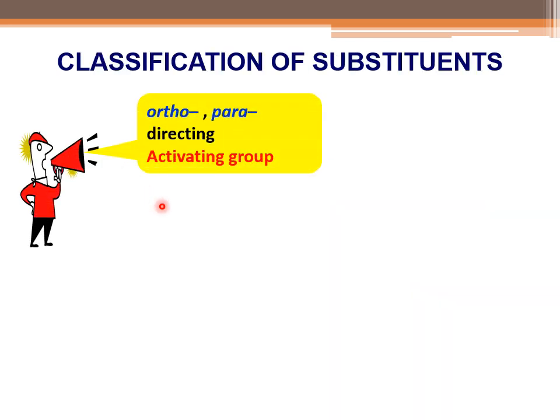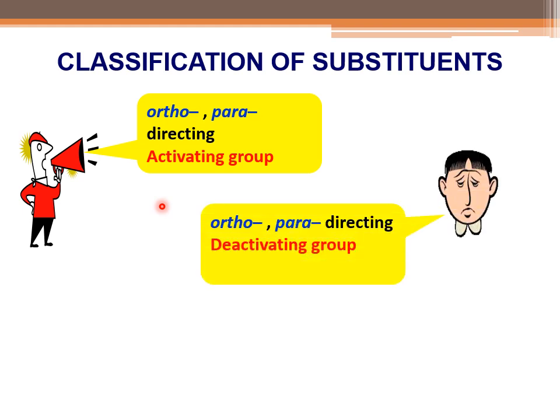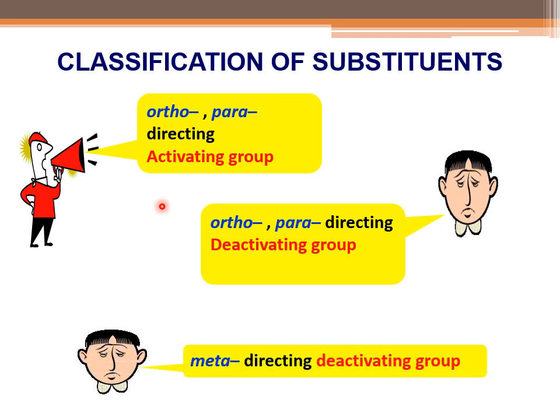There are 3 classifications of directors. We have activating ortho-para directors, and we have deactivating ortho-para directors. The third one is deactivating meta-directors. These 3 categories can be seen easily in table 6.3. This is an important table for you.